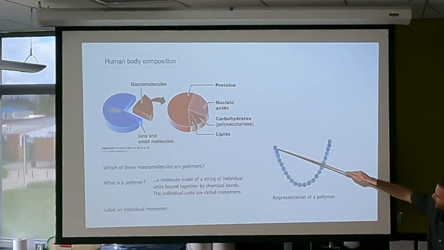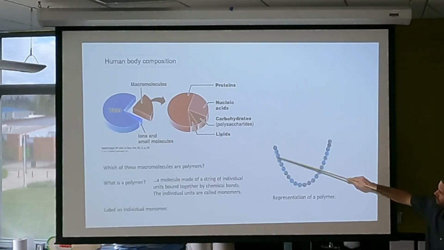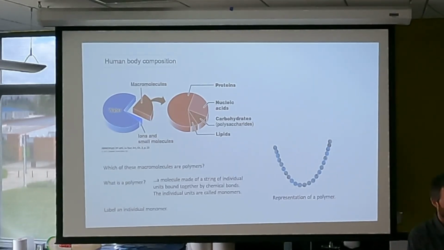These are going to be held together by strong chemical bonds. Does anybody want to take a guess what type of chemical bonds are going to link together individual monomers to form a polymer? It's one of the stronger chemical bonds. I'm going to give you a hint.